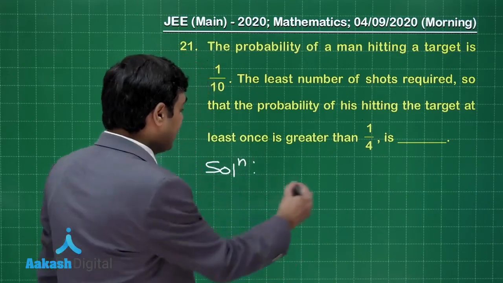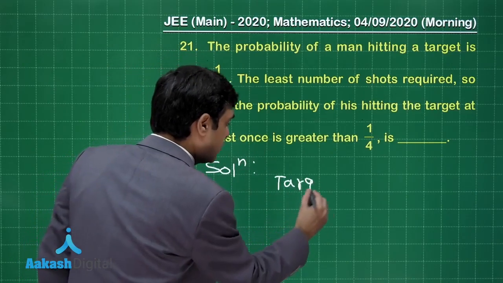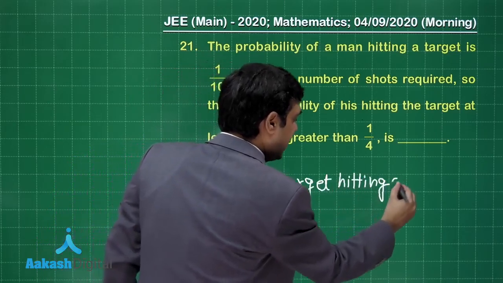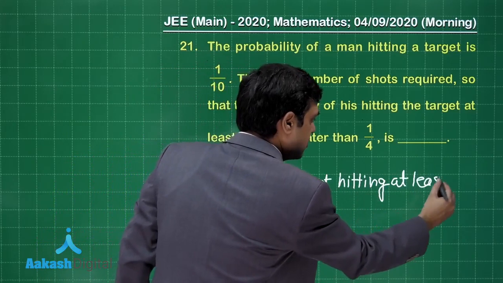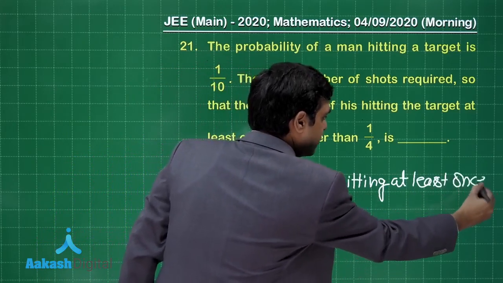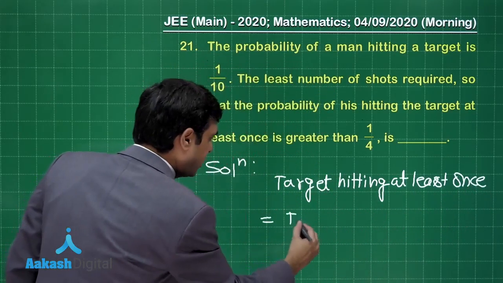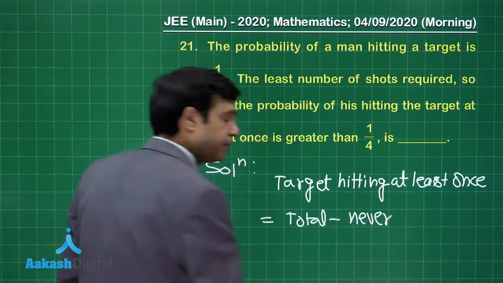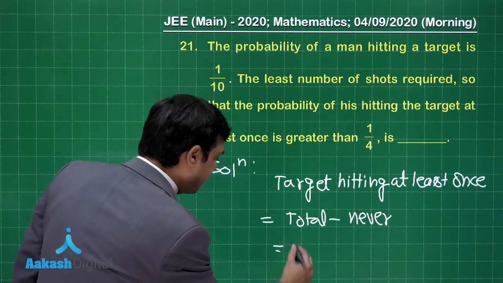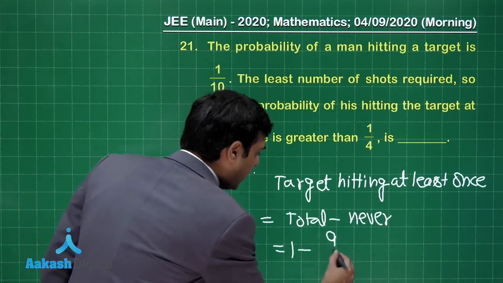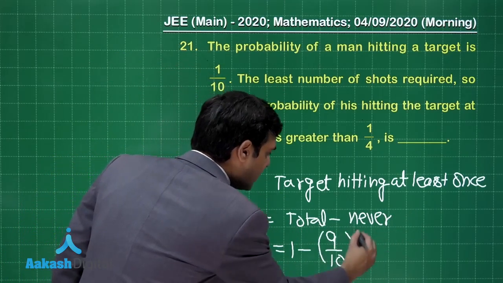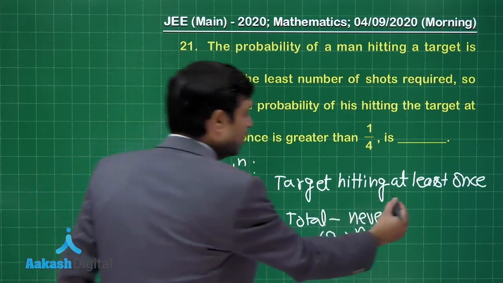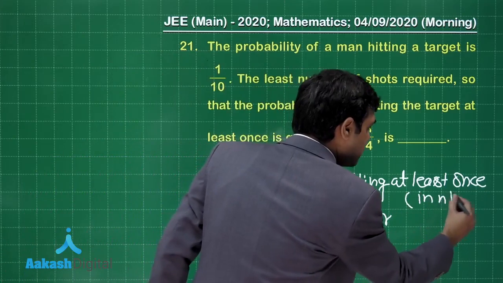So target hitting at least once meaning total minus never. Total, that means 1, minus never, meaning 9 by 10 raised to the power n. Suppose it is being hit in n trials, correct? So in n trials.